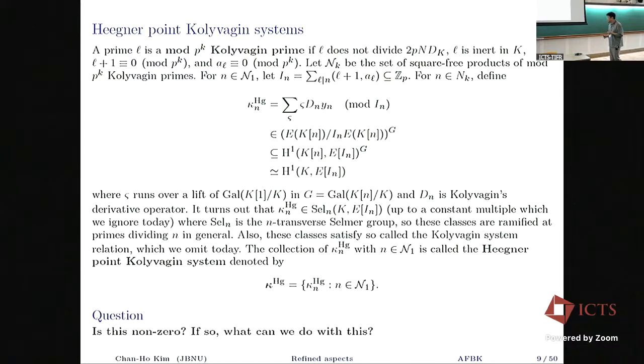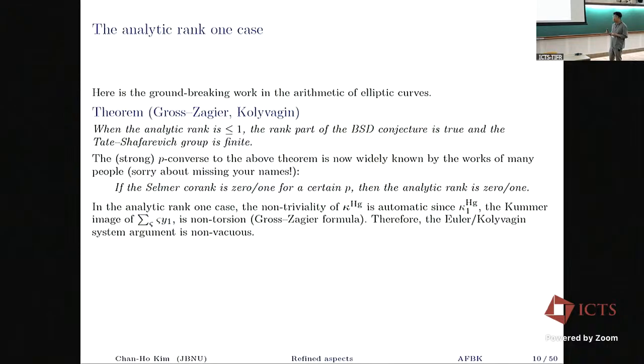So the natural question is: is this non-zero? And if so, what can we do with this? Here's the groundbreaking theorem everyone knows in this room, I guess. The work of Gross-Zagier and Kolyvagin: when the analytic rank is less than or equal to 1, then the rank part of the BSD conjecture is true, and the Tate-Shafarevich group is finite.